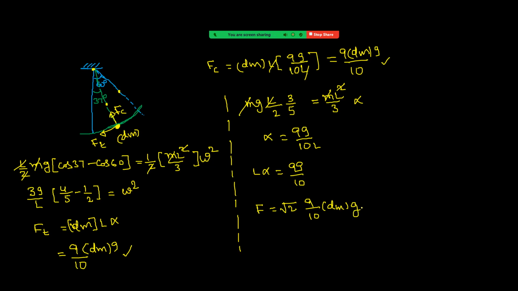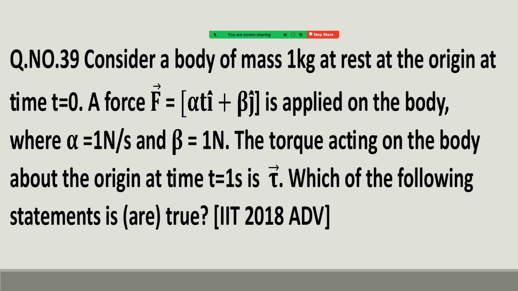Okay. So you can observe that in all these problems, one is energy conservation, the law of conservation of mechanical energy. From there, we are getting omega square value. Next, by using the torque equation, we are getting alpha value. And once alpha is known, we are getting tangential acceleration. Once it is known, we can find force. Okay. Let us see the next one.